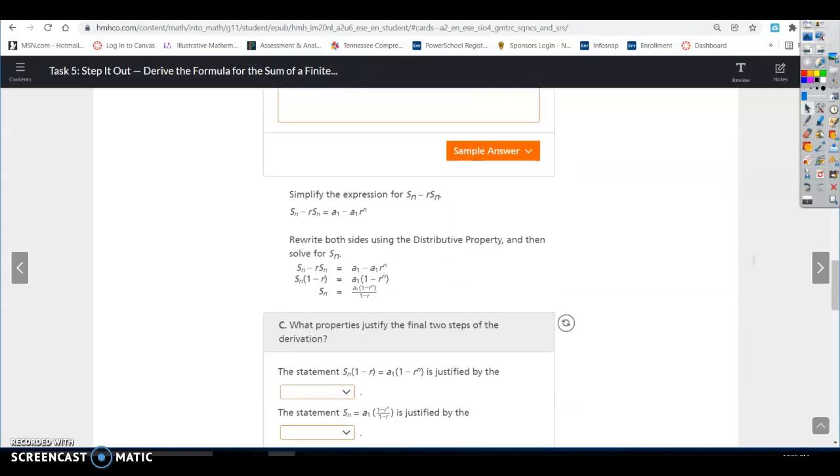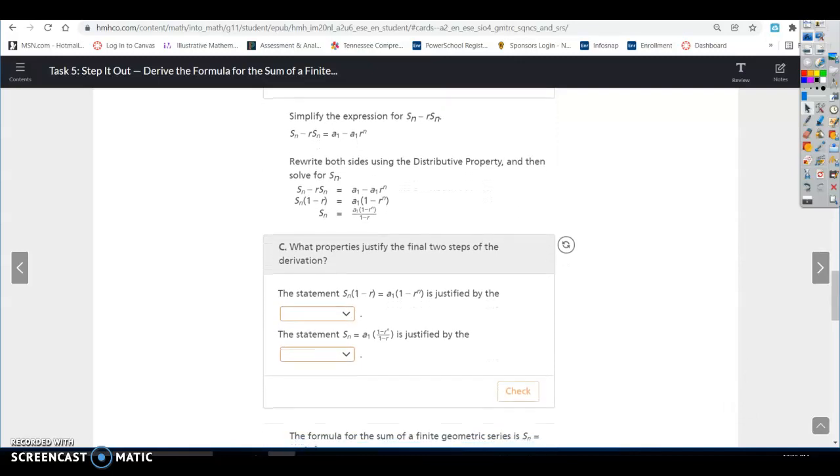Alright, so it says simplify the expression for S of n minus r times S of n. So if we do that, we can factor out the S of n on the left side. So if we use distributive property, we're going to pull out the S of n, and that leaves a placeholder of 1 and then minus r. So you can see right here, they have pulled out the S of n, factored it out, and that's just using distributive property, and left 1 minus r. And they're going to do the same thing on the right side, except they're factoring out the a sub 1 because that's what they have in common.